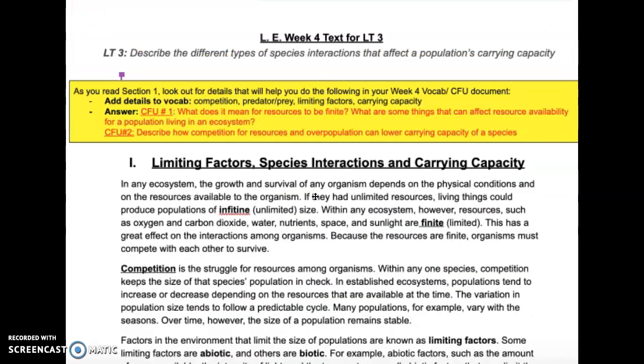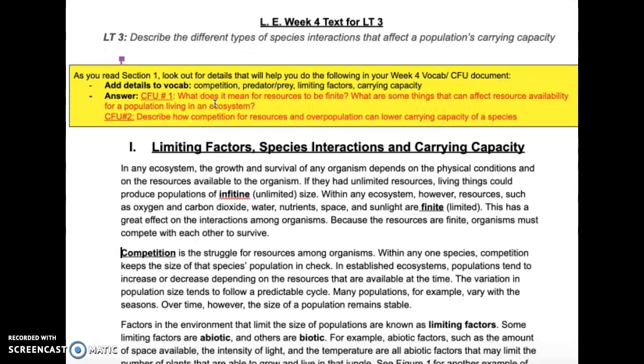So right now I would go back to your vocab, add information for predator-prey, limiting factors, including predation and competition, right? Those are both biotic limiting factors, and carrying capacity. Then I would also add information to answer check for understanding 2. Describe how competition for resources and overpopulation, like in the deer example in figure 1, can lower the carrying capacity of a species.